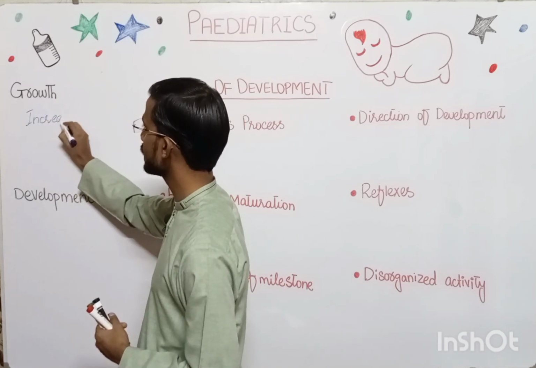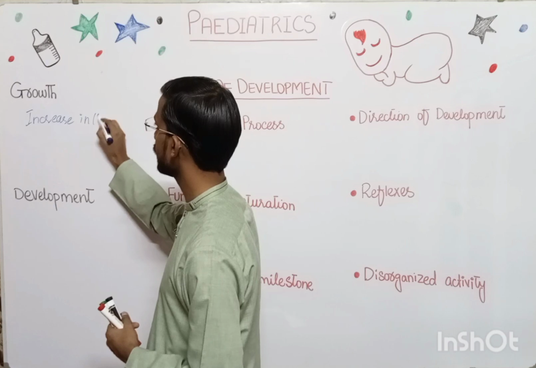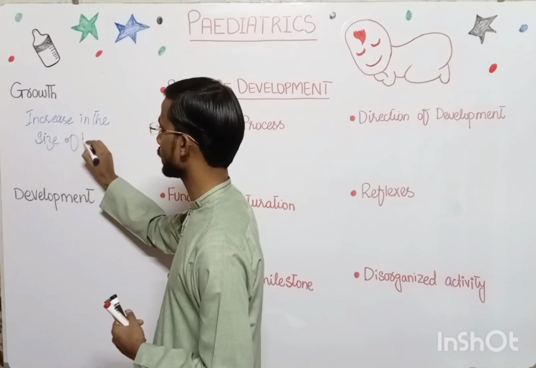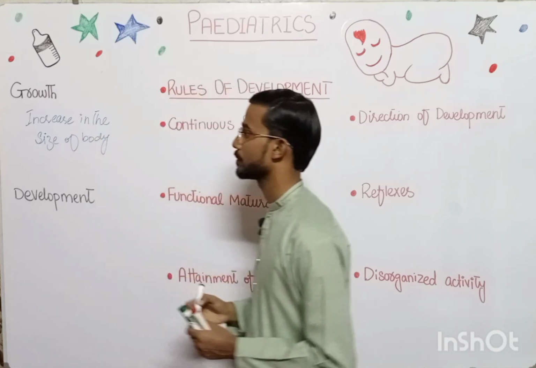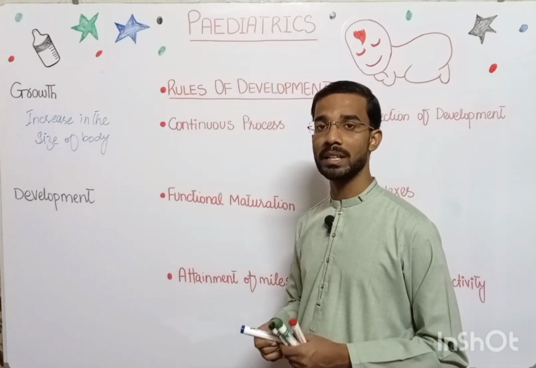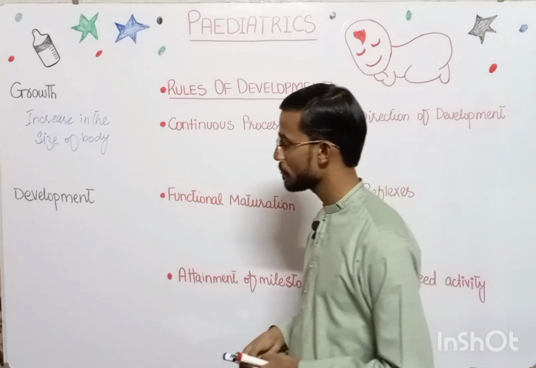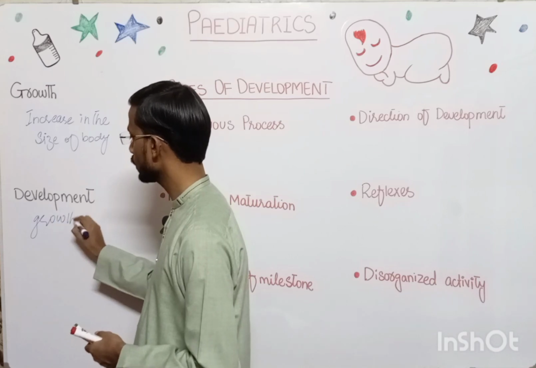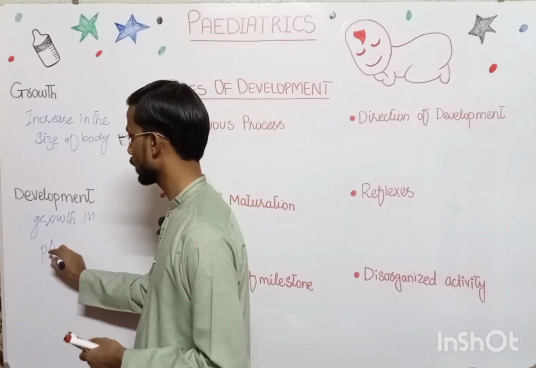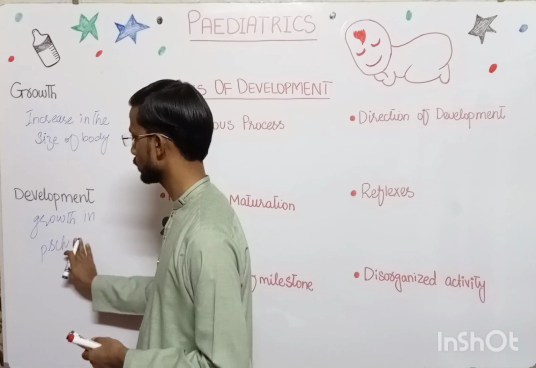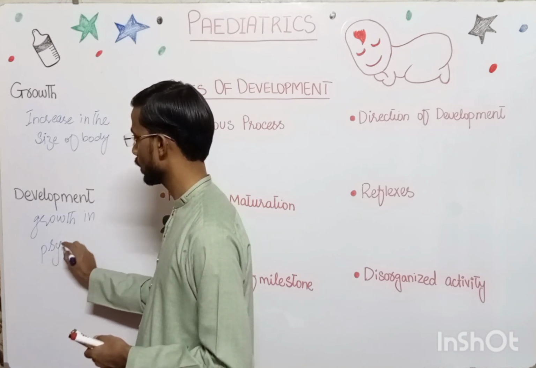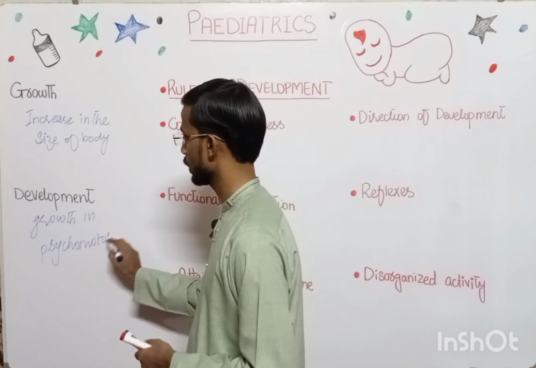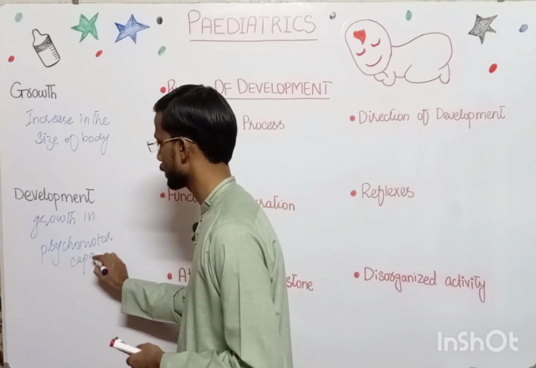So, growth is basically the increase in the size of body. When the size of body increases, then it is called growth. And development is basically the growth in psychomotor capacity.